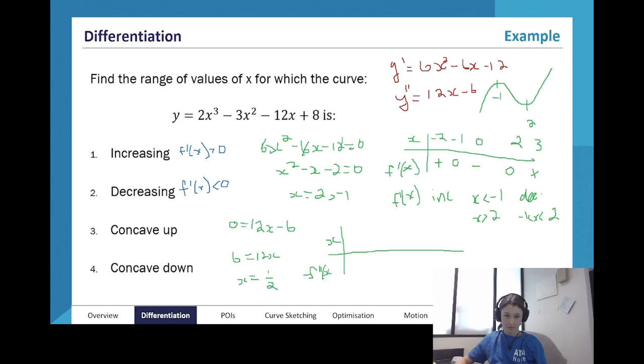So we're going to use a similar table of values. So we are going to have x being equal to 1/2. Then we're just going to pick two values on either side. So we're going to have 1 and 0, because these are the simplest ones. So at x equals 0, our second derivative is going to be negative. It's going to be 0 at 1/2, and then at x equals 1, the second derivative is going to be positive.